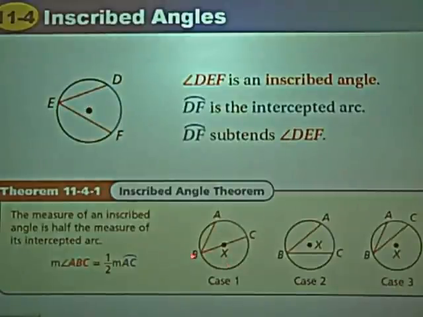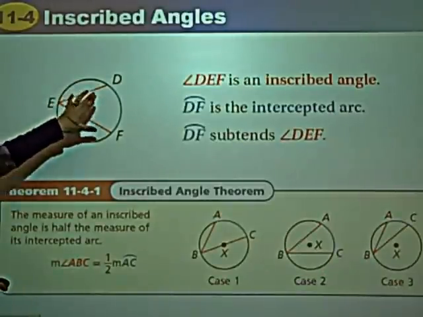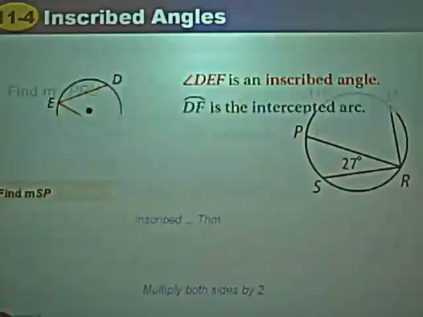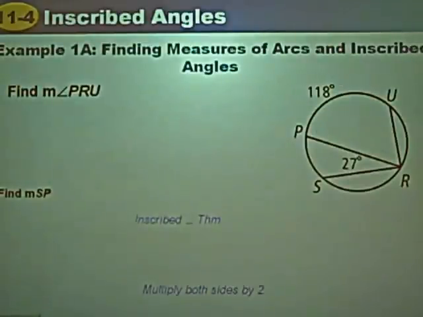Okay? You could see it as a diameter, you could see it just kind of anywhere on there. I don't know why they call those three cases. Bottom line is, inscribed angle, the arc across from it is twice as much. So, let's find the measure of angle PRU.